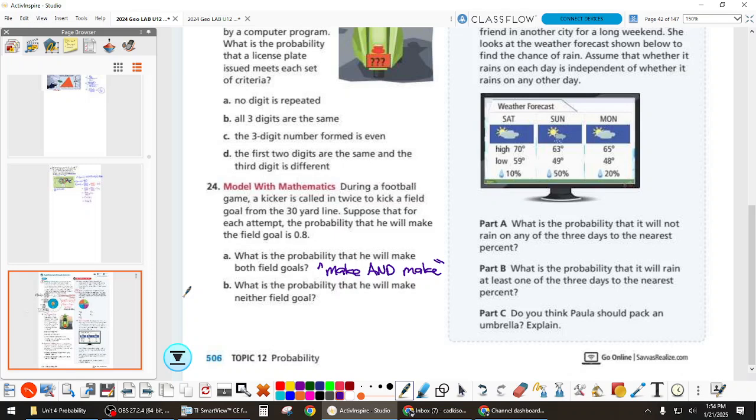Alright. Well, what's the probability of making the first one? He walks up there to kick. What's the probability he makes it? 0.8. Good. So 0.8 make. What's the probability he makes the second one? 0.8. So 0.64. Just leave it as that decimal. But the question is, I just wrote it up here as if it's independent. Is it?